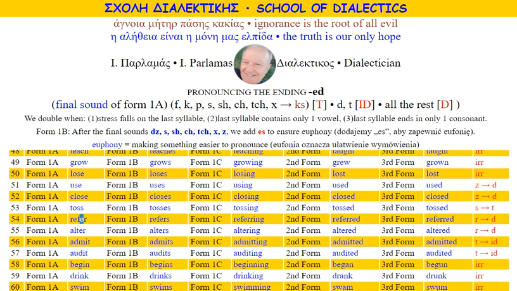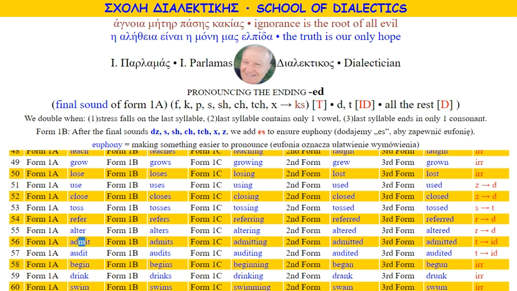But look at this, alter. Could be ALter or alTER, but it's ALter. So this condition breaks. The stress falls on the first syllable, not the last syllable. So we cannot double. Alter, alters, altering, altered, altered. Okay.